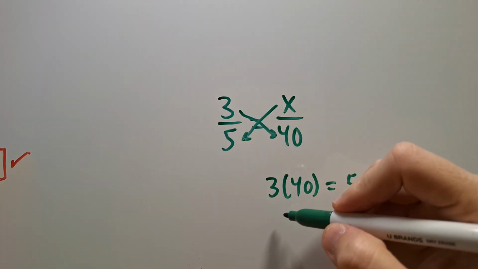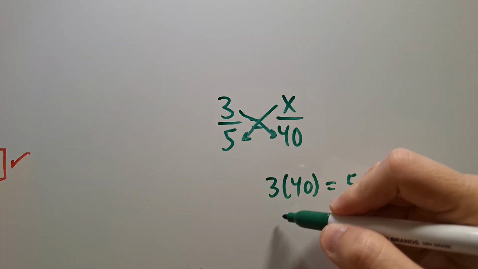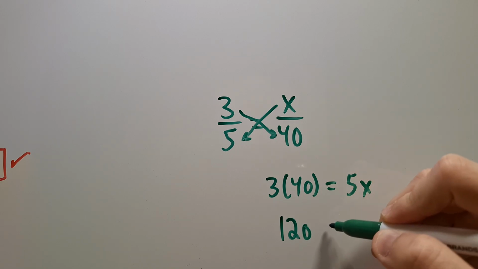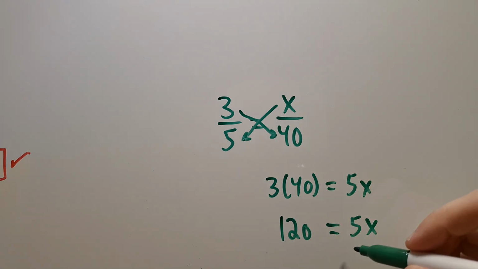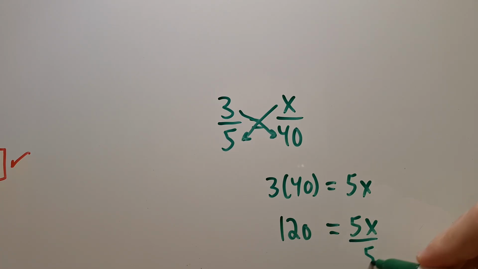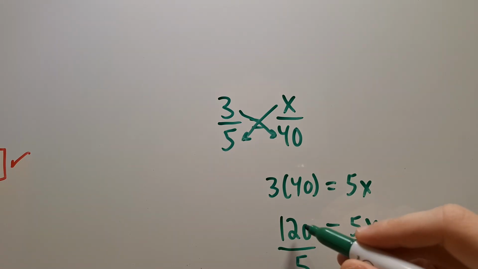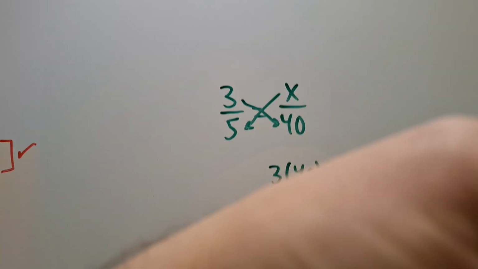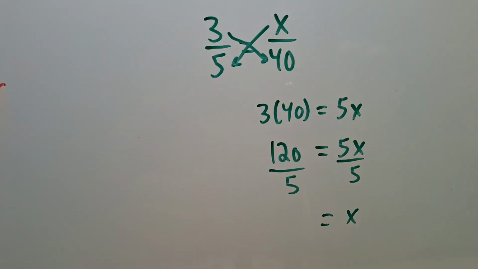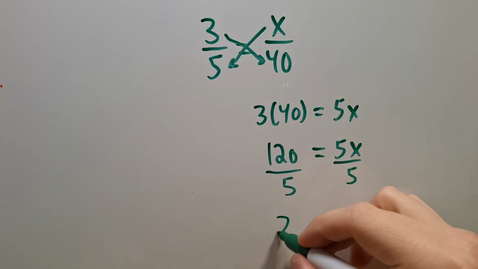40 times 3 gives us a value of 120. When you divide this out, you end up getting a nice number here. That value is 24.